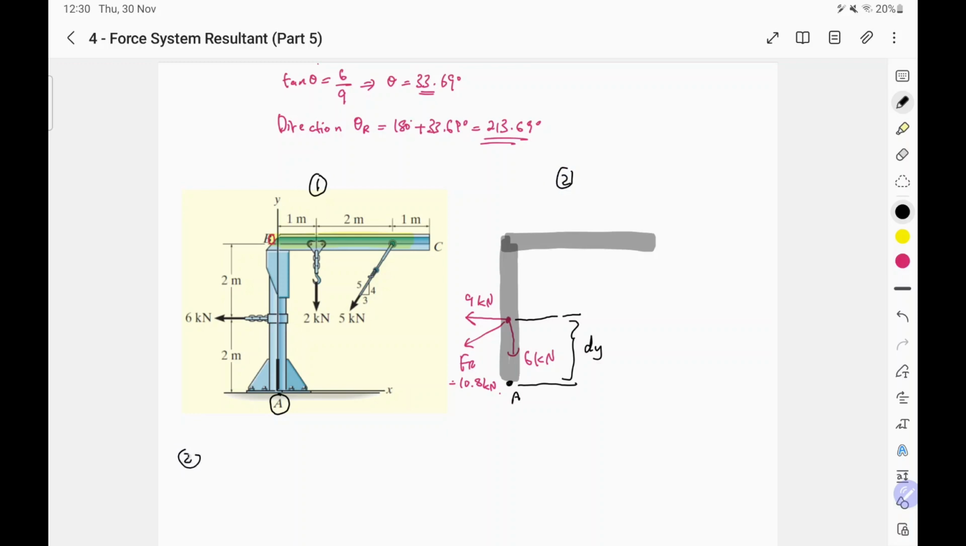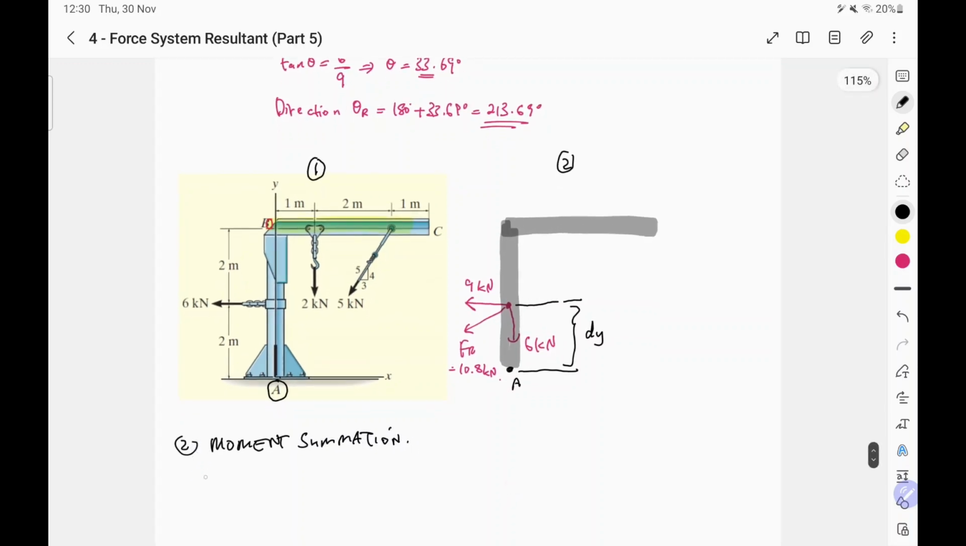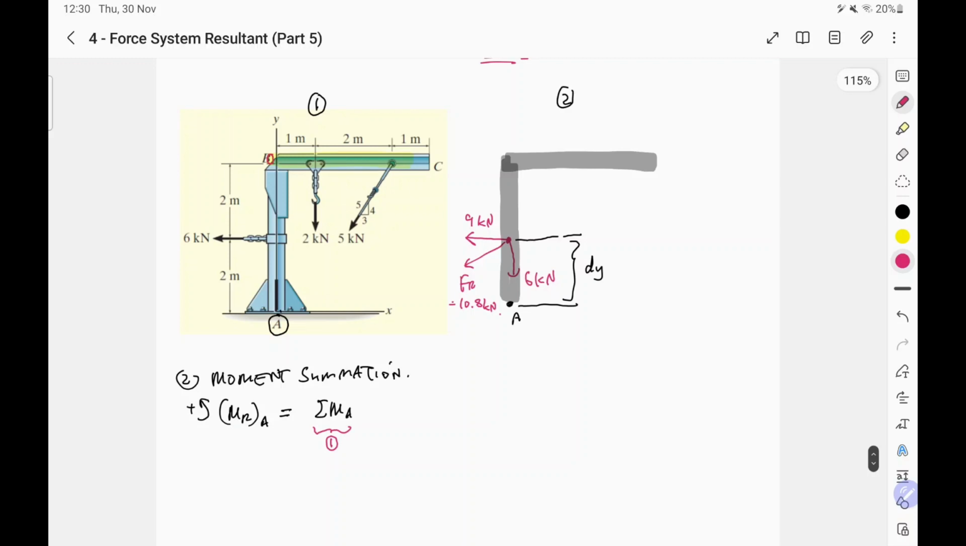So the second step is basically you apply the moment summation. Okay, so the moment summation, assuming the counterclockwise direction as positive, so kita kena cari the resultant moment relative kepada rotation point A. Okay, kita take point A, so kena sama dengan the summation of moment based on figure 1 relative pada point A. So remark yang belah sini is based on the original free body diagram, which is figure number 1. Yang belah sini is referring to the simplified free body diagram, which is based on figure number 2.